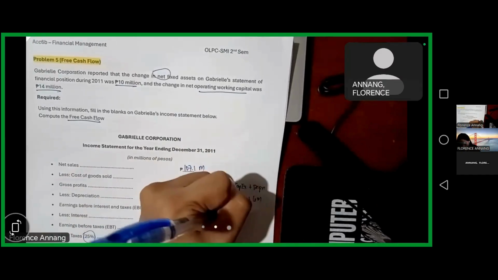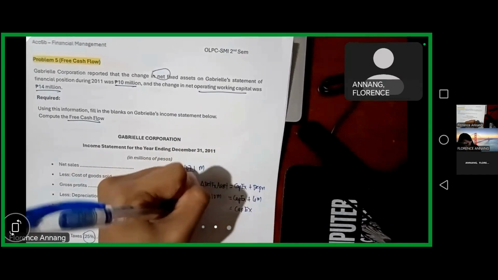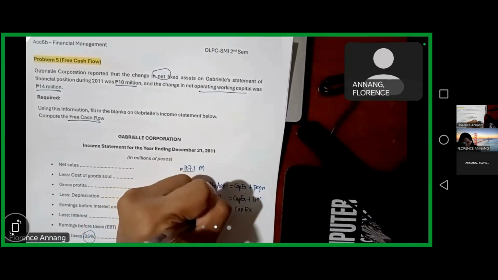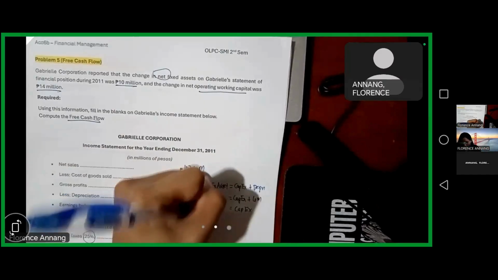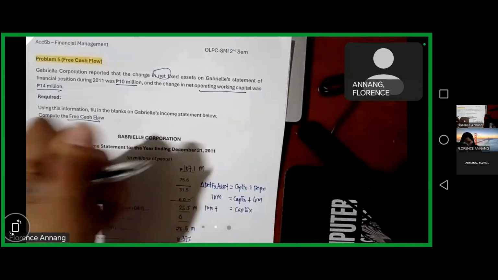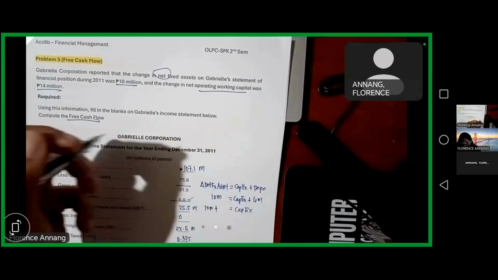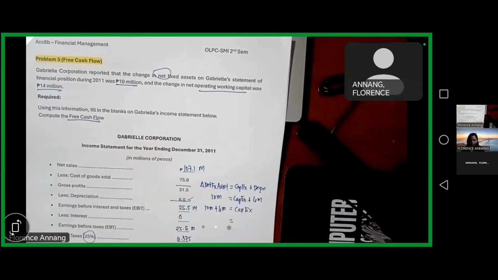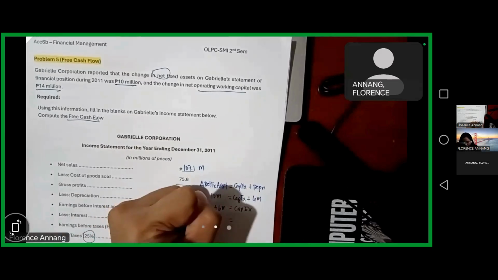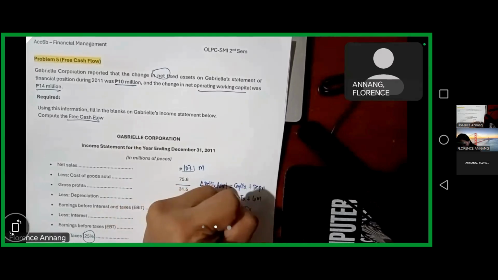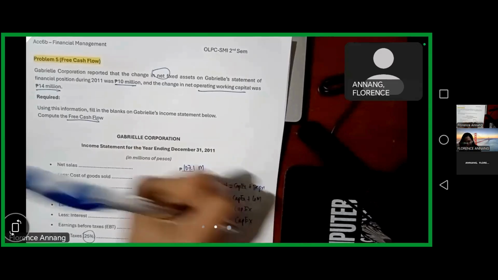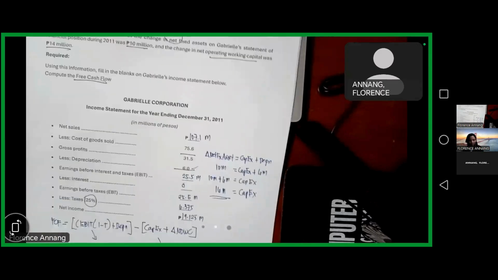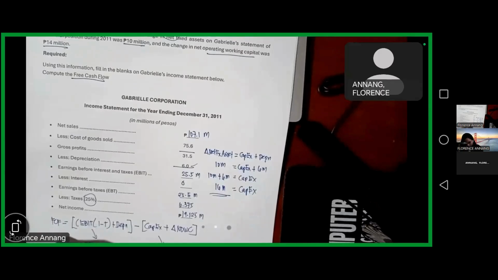So, you just transpose 10 million plus your 6 million na depreciation. Now, how much is this? You get, no-brainer, 16 million. Ayan. So, we already have your capex na 16 million pesos. And how much is the change in NAUSI? Meron tayong 14 million.